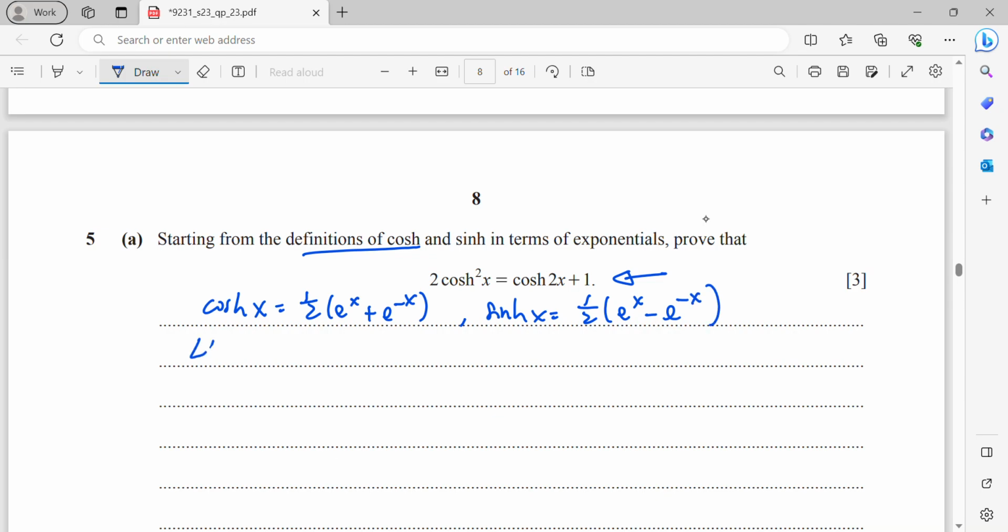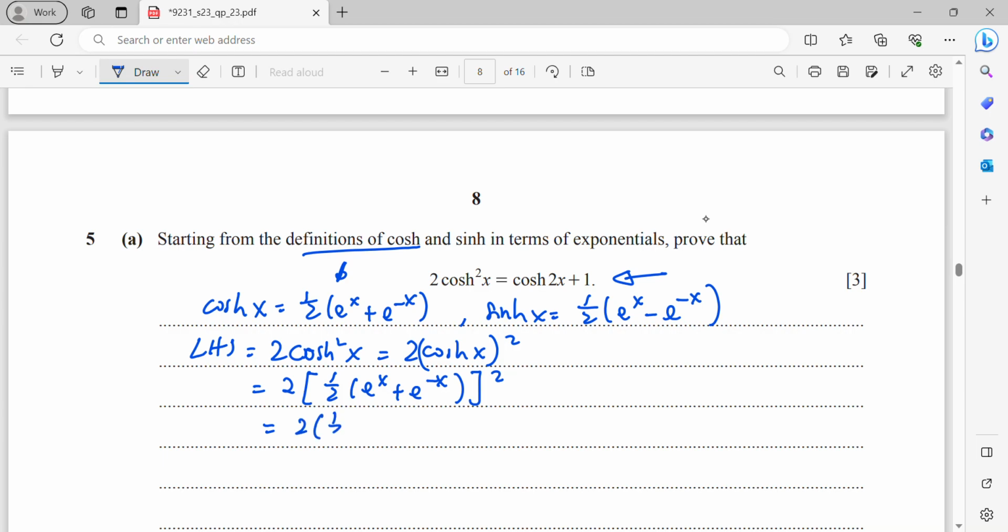Now, left hand side equals to 2 cos square x. Now, the cos is this. So, this is same as 2 cos x degree 2. Alright, so I will get 2 times half of exponential x plus e negative x, then squared. So now I bring in the squared. It will be 2 times 1 over 4, then (e^x plus e^(-x)) squared. So now I need to do the expansion, but 2 and 1 over 4 will be 1 over 2.